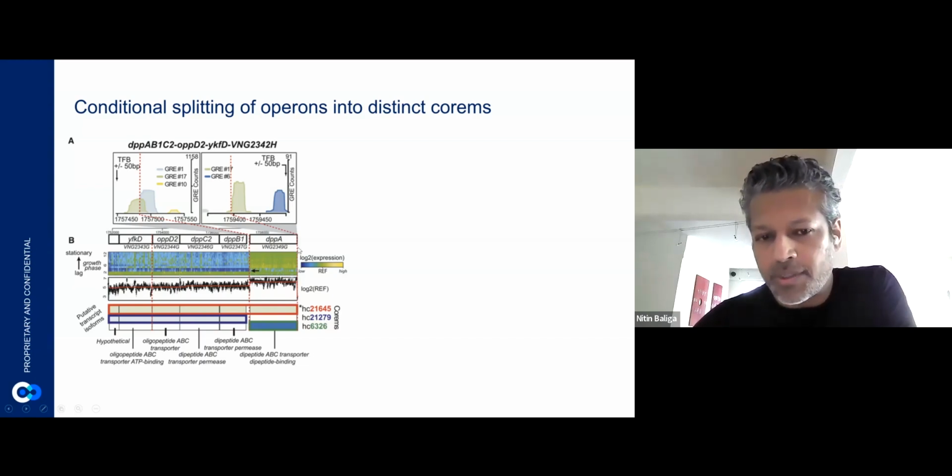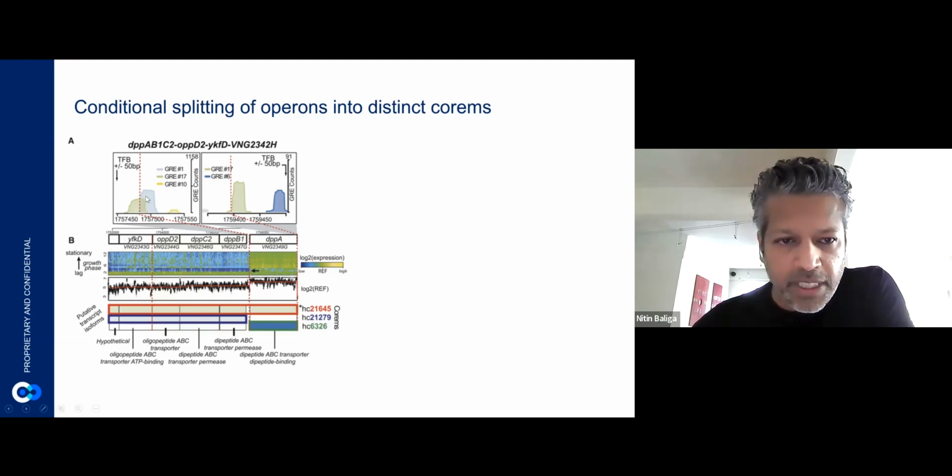Now, conventionally, you would look at something like this and just conclude that this is a single transcript. But when you look at actual data, there's a lot more complexity. So at the very top here, I'm showing you how we map gene regulatory elements through the approach that I'll describe in more detail later. But we've identified these 3 regulatory elements, GRE1, 17, and 10. They're located here in the middle of the operon.